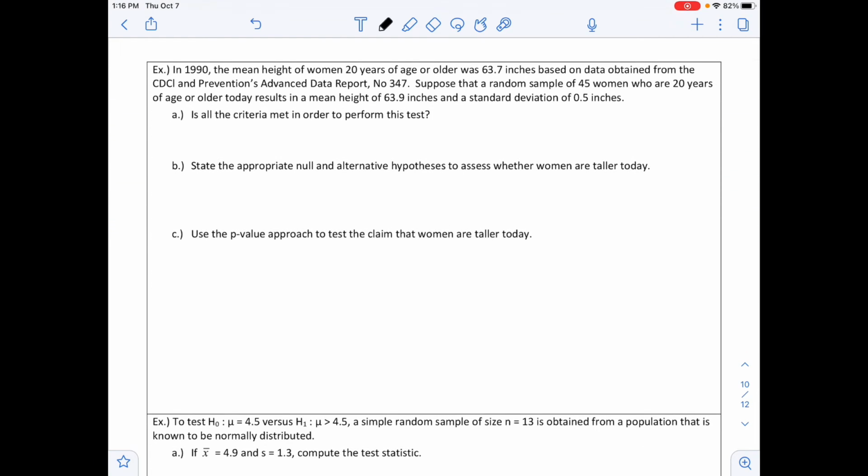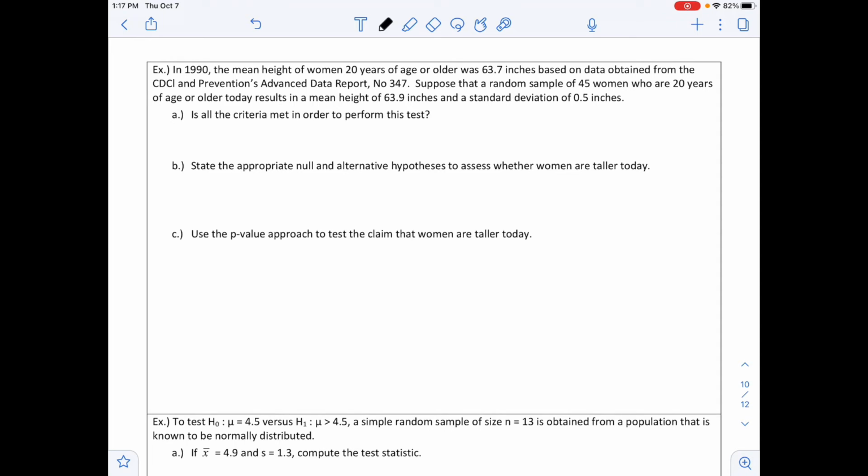So the example on the next page says, in 1990, the mean height of women 20 years of age and older was 63.7 inches based on the data obtained from the CDC's Advance Data Report number 347. Suppose that a random sample of 45 women who are 20 years of age or older today results in a mean height of 63.9 inches and a standard deviation of 0.5 inches.